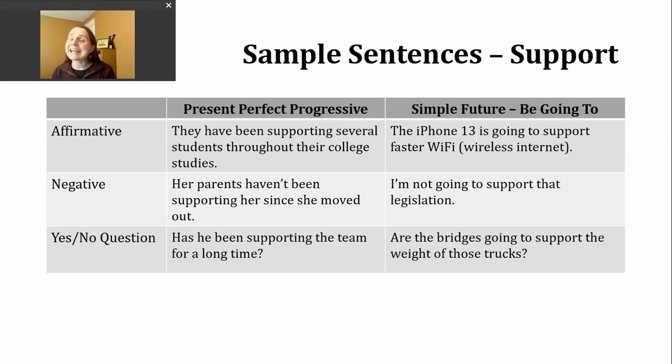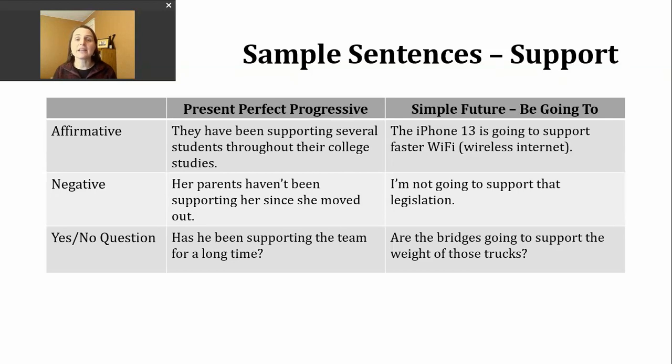Now, if I want to make a negative sentence in the simple future using be going to, I'm just going to insert not after the be verb. Now, I can make contractions with are not. I can change that to aren't. I can make a contraction with is not. That would change into isn't. But I cannot make a contraction with am not. Okay? So those have to stay two separate words.